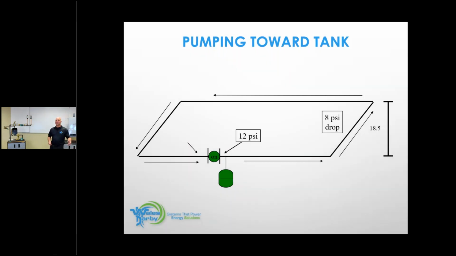So we just turned that circulator on. The front side of the circulator stays at 12. The 18 feet up doesn't change, so we still have that 8 PSI pressure drop. Somebody shoot me an answer. What happens here? And what happens here? Even if it's a guess, we're good with that.